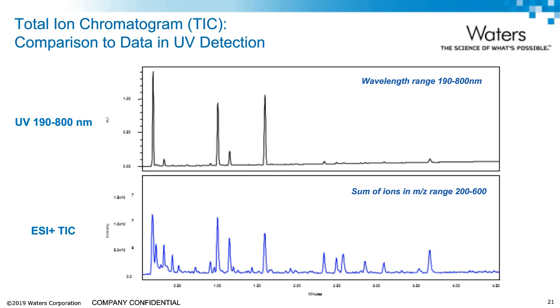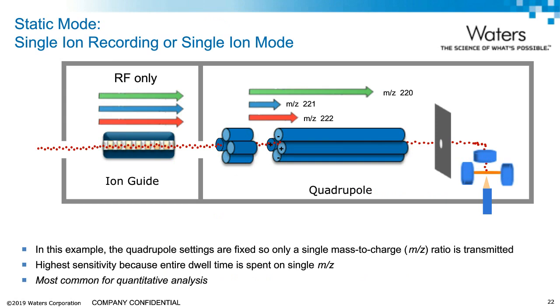In single ion recording, or SIR mode, the instrument is running with the DC and RF voltages fixed, allowing a single mass to be transmitted to the detector. In this example, only an m/z of 220 is being transmitted. Fixing the mass is an excellent way to optimize the sensitivity for a specific species.